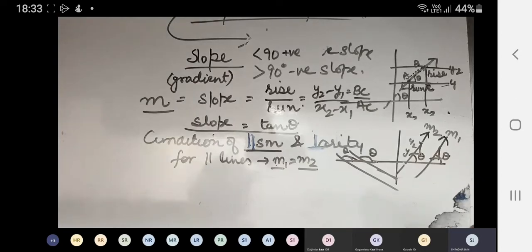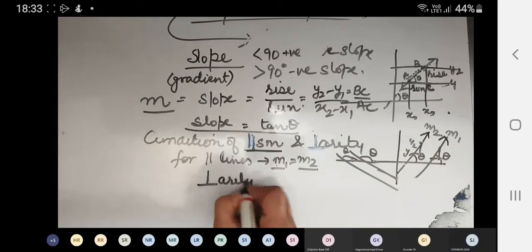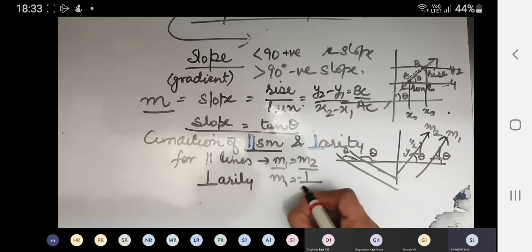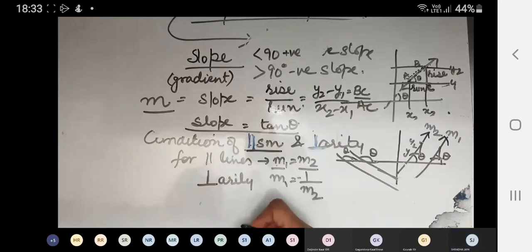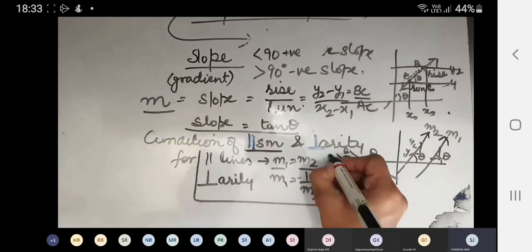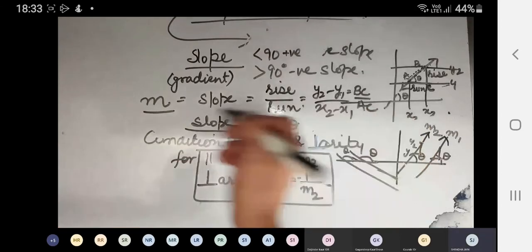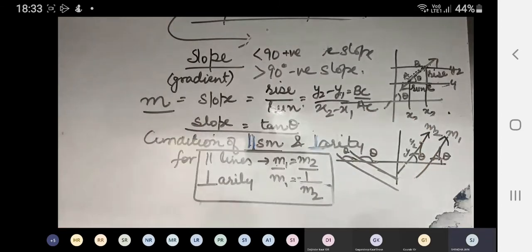So what is the condition of perpendicularity? The slopes are negative reciprocal of each other. Slopes are negative reciprocal of each other. So this will be used many times. And another major thing is the slope. All the formulas for how to write the equation of line will be generated from the slope.